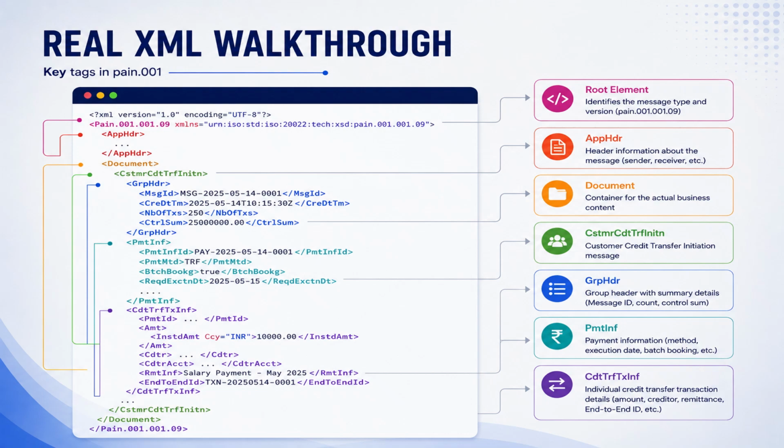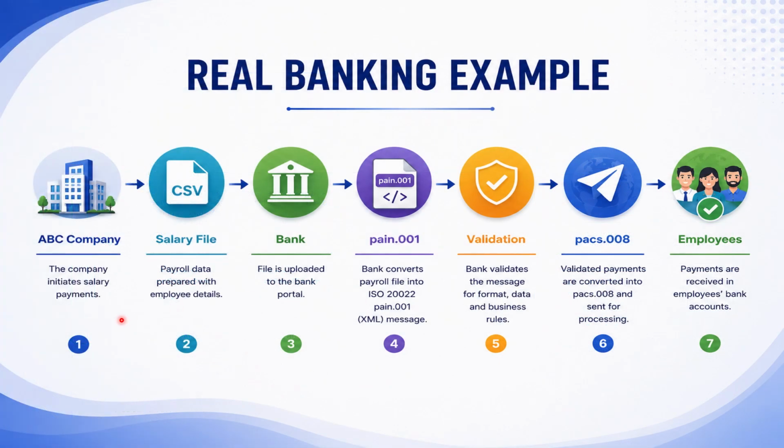Real banking example. Let's take a practical example. ABC Company prepares its monthly salary file. The ERP system generates a pain.001 XML message. The company sends it to its bank. The bank validates every payment. After successful validation, the bank converts the file into pacs.008 messages for interbank processing. Finally, employees receive their salaries. This is exactly how many payroll payments are processed today.